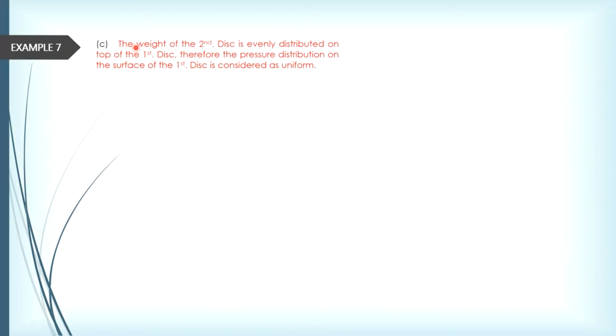Then the next part, the width of the second disk here, they ask us to prove out the formula. So this is a bit messy, okay? Quite a lot of things you have to prove. Complicated. Now the width of the second disk is evenly distributed on top of the first disk. Therefore, the pressure distribution on the surface of the first disk is considered as uniform.